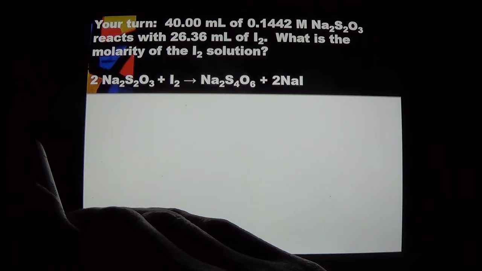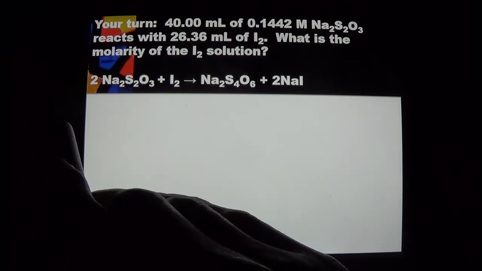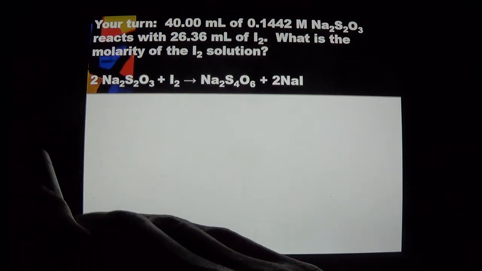You better have paused it. If you're back and you haven't paused it, or you're still here and you haven't paused it, you better pause it.